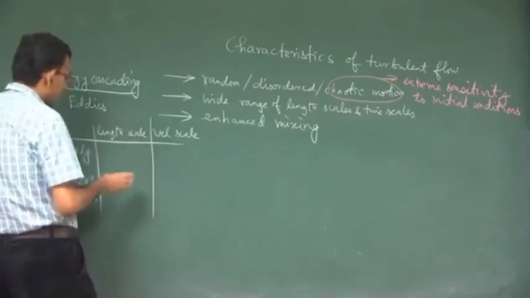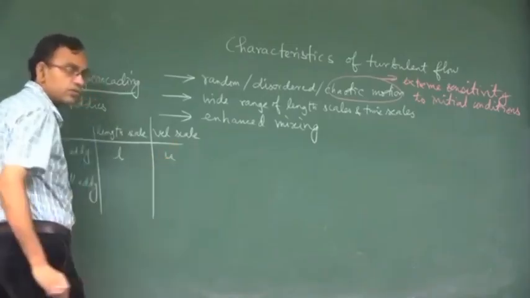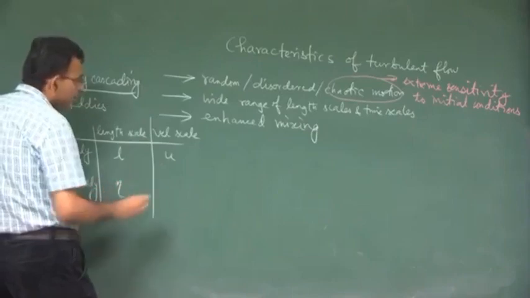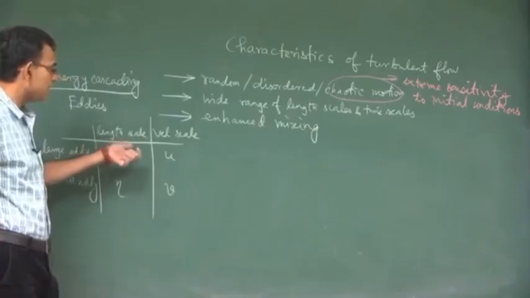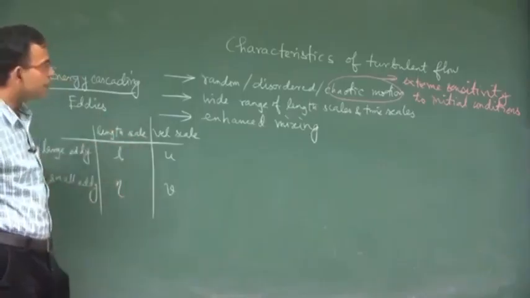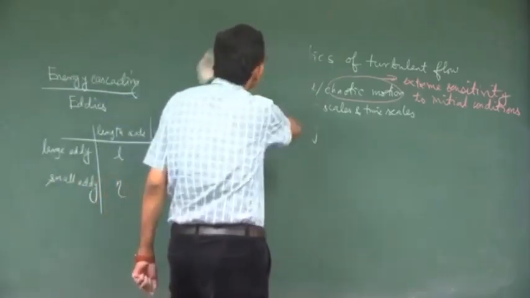So, let us say the large eddy length scale is L and the large eddy velocity scale is U, just symbolically, and the small eddy length scale is eta and the small eddy velocity scale is V. So, we are interested to see how these scales are related. This is a fundamental quest in physics which we are interested to address.